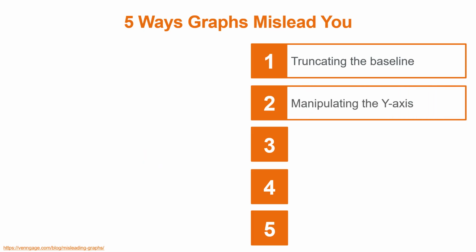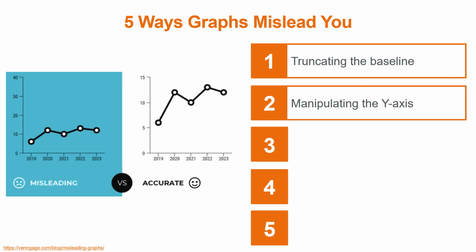Next is manipulating the y-axis. Expanding or compressing the scale on a graph can make changes in data seem more or less significant than they actually are. For example, the scale on this graph is disproportionate to the data, making the change over time seem quite small. Whereas, if the scale is more proportionate to the data, you see a more accurate representation of the change over time.